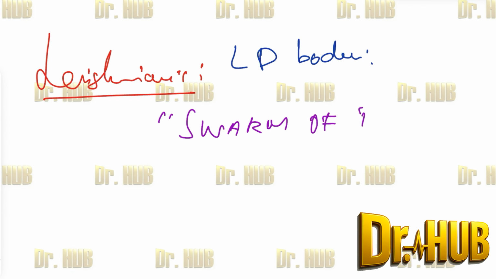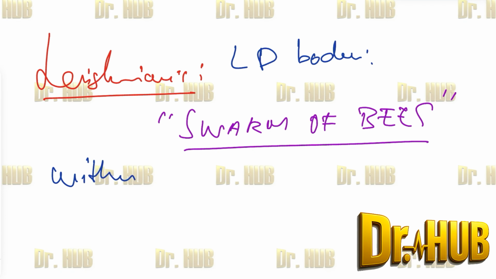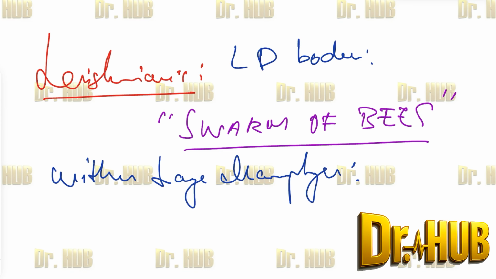Next, we move on to leishmaniasis. Under leishmaniasis, there are Leishman-Donovan bodies, LD bodies, grouped together in a swarm of bees fashion, within large macrophages. These large macrophages are known as Wright cells.